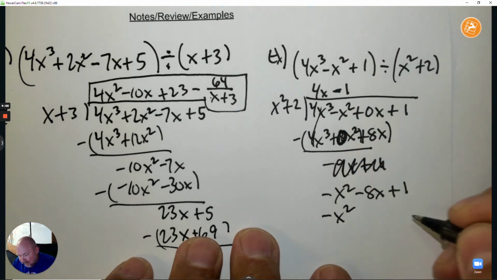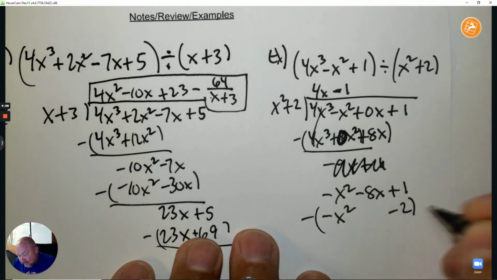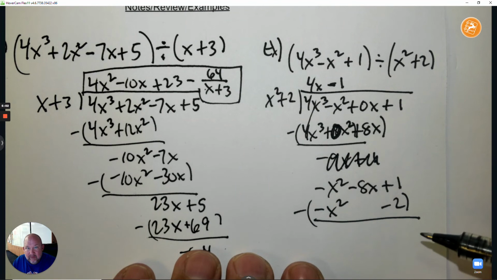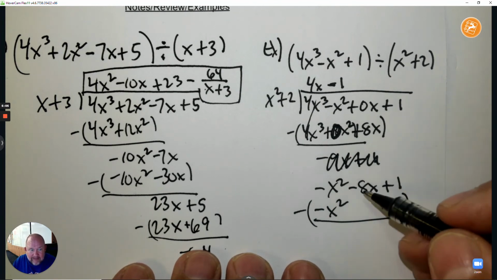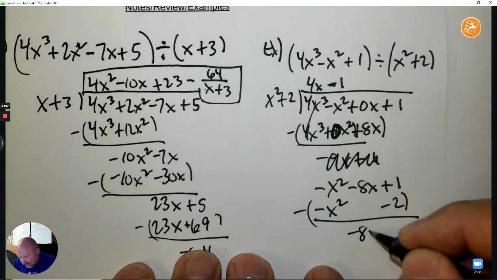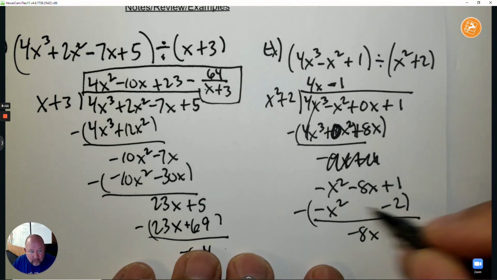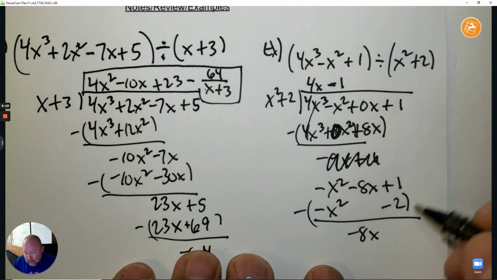I'm not going to make the same mistake twice, I hope. Put them under like terms. So negative 1 times x squared and 2, they go underneath each other, like terms. And now subtract. So negative 8x, subtract nothing. And then 1, be careful here. 1 subtract negative 2. When you subtract a negative, you're adding. So it's 1 plus 2.